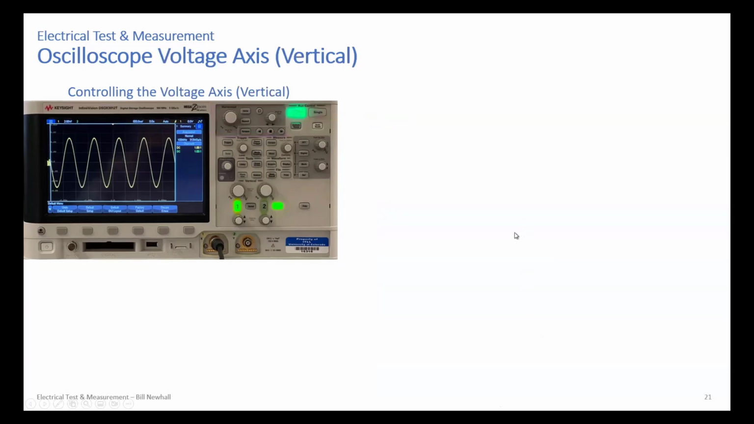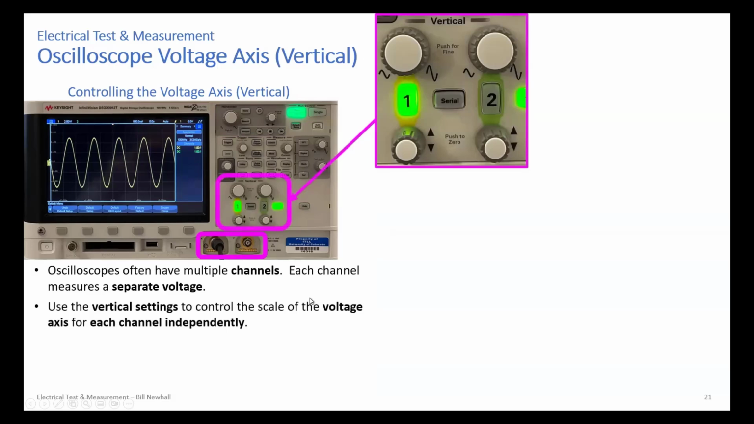All right, let's look at the vertical axis and controlling the vertical axis. So oscilloscopes often have multiple channels. You typically have a 2-channel oscilloscope or a 4-channel oscilloscope. Those are pretty common. And each one of those channels measures a separate voltage. Okay, so on this 2-channel oscilloscope, you can measure 2 voltages and plot both of those voltages on the screen. And you use the vertical settings to control the scale of the voltage axis.